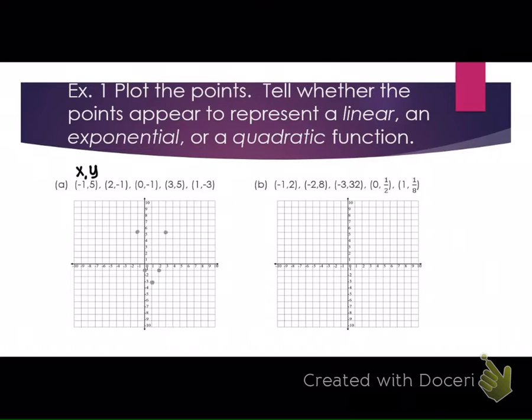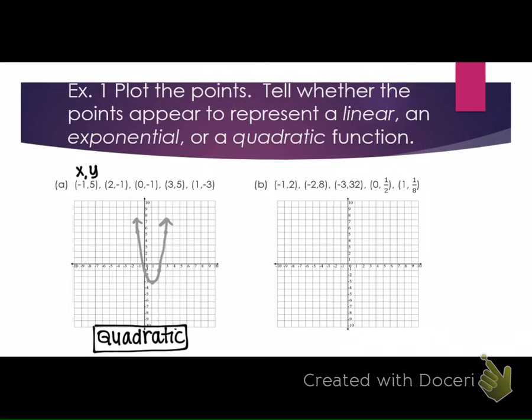Now, hopefully you can tell from the shape of these points that we are looking at a parabola. And if you want to draw it just to make sure, if we connect those dots, we do have a parabola. So this graph represents a quadratic function. Now I want you to take a minute, pause this video, and plot the points for B. See what you can do on your own and see what you come up with as the type of function.